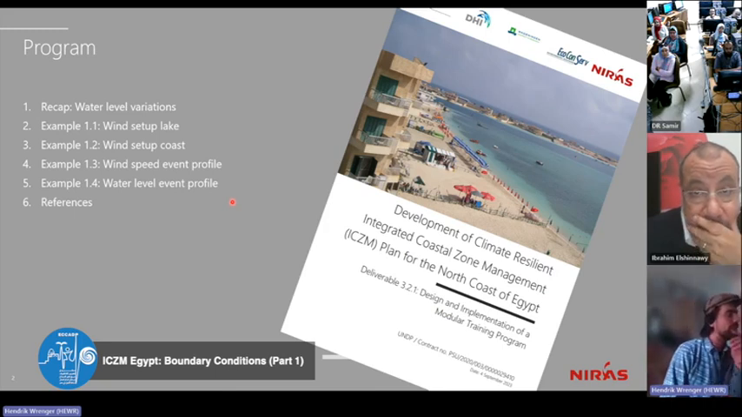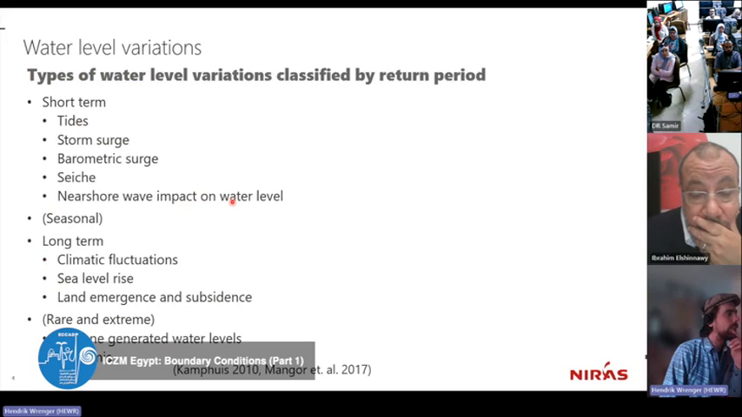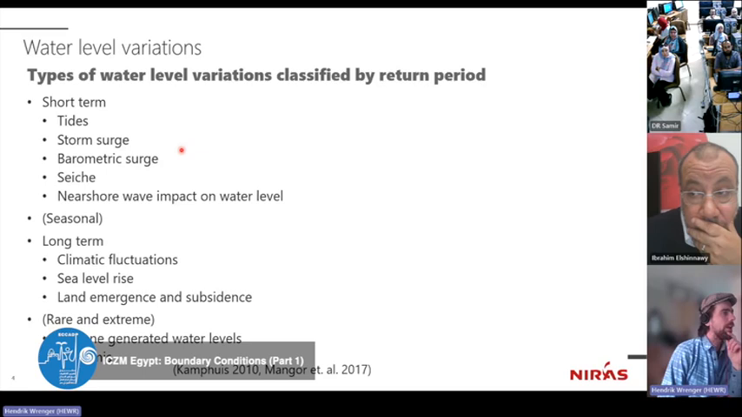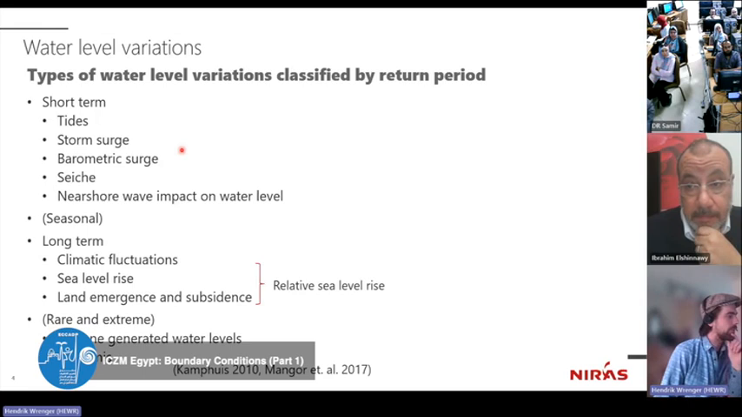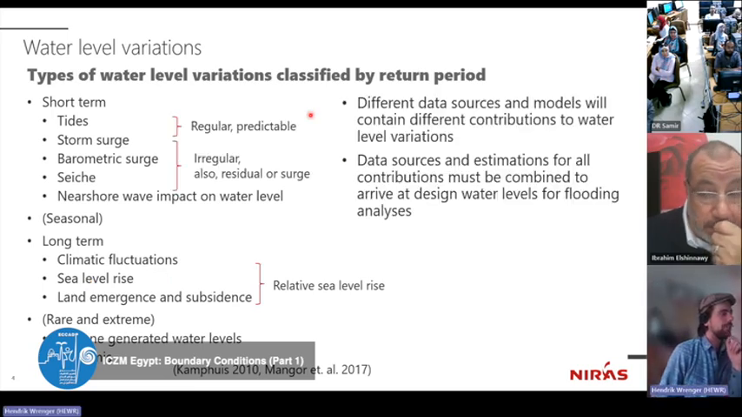So that's the agenda. The recap: water level variations. So there were short-term, seasonal, long-term, and rare extremes. Is one way of sorting them. Long-term is relative sea level rise with land emergence and subsidence plus the sea level rise. And sorry, the order was still not correct. And then short-term, we have the regular predictable tides, and then we have a lot of irregular contributions.